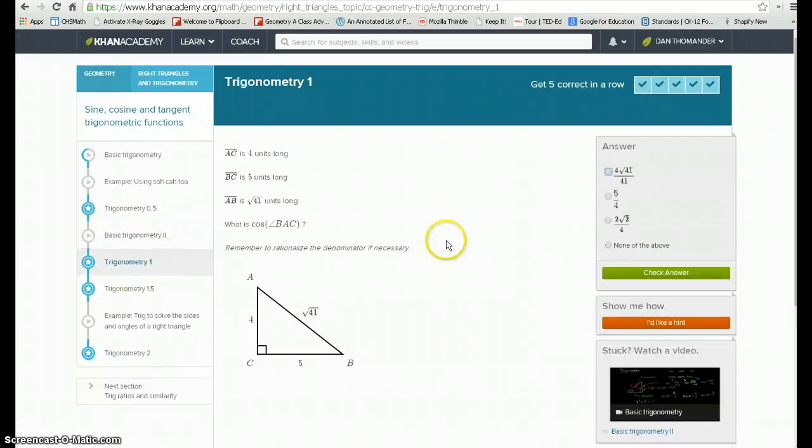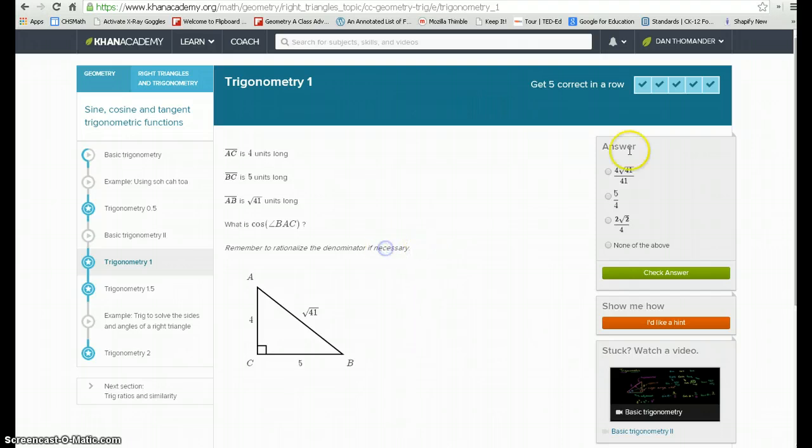This is trigonometry 1. So now it's asking me for the cosine of angle BAC. So again, this is angle A, and they want the cosine of angle A. And cosine is adjacent over hypotenuse. So that's 4 over root 41. Now the problem is, we don't like to have root 41 in the denominator. Notice it says, rationalize the denominator.